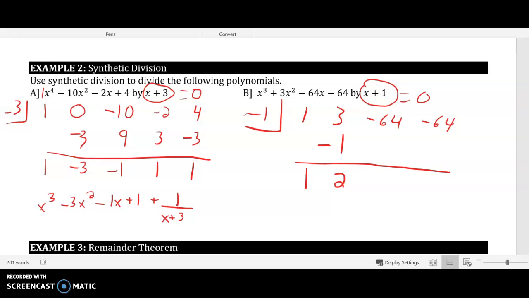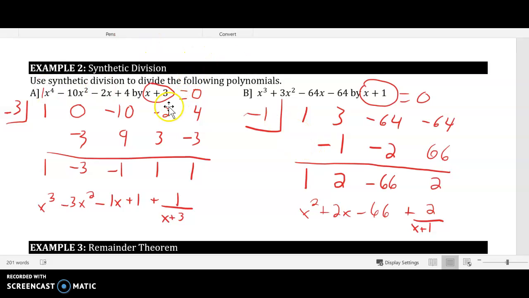Multiply. You get -2. Add the column, -66. Multiply. Get 66. Add the column, you get 2. You just always make sure: 1, multiply, boom, multiply, yep. So we started with x cubed, we divided by x, so this is x squared plus 2x minus 66 plus 2 over, what are you dividing by? X plus 1. So that's using synthetic division.